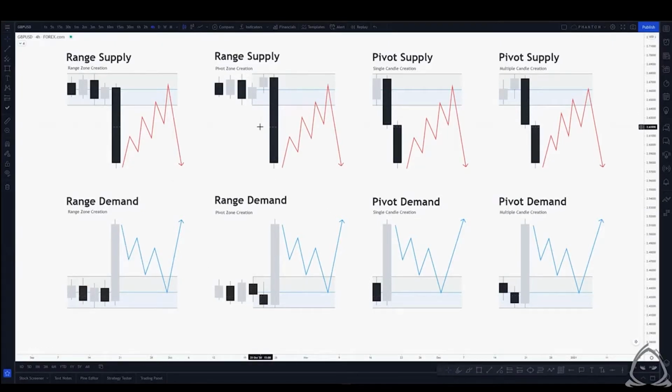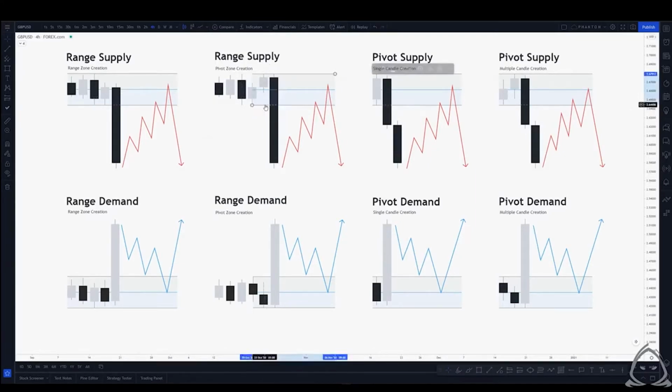Another way that you can draw range bound supply and demand, also using the concept of pivot supply and demand, and this is where the two can be interchangeable, is when you have that overall range in supply, what you can see is we have two up candles, and then we have this massive move to the downside. We can draw our supply zone using these two bullish candles before the large move to the downside, and that would build up our supply zone.